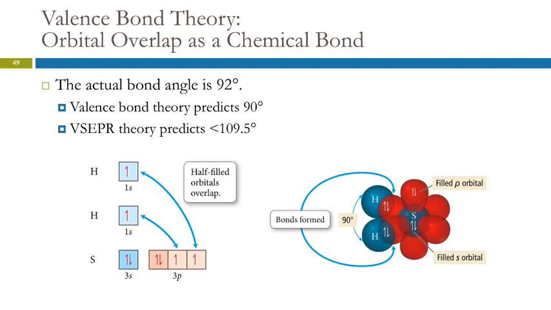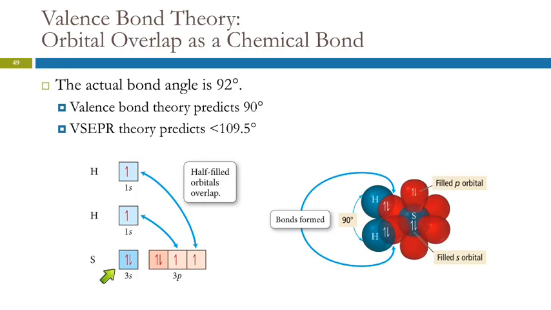So here we have dihydrogen sulfide, or hydrosulfuric acid. We've got 2 hydrogen atoms and we've got a sulfur atom. So we can look at the valence electron diagrams for these atoms. For hydrogen, it has 1 electron in the 1s orbital, and the other hydrogen has 1 electron in a 1s orbital. For sulfur, we're only going to look at the valence electrons. This is valence bond theory. We're looking at the overlap of valence electrons.